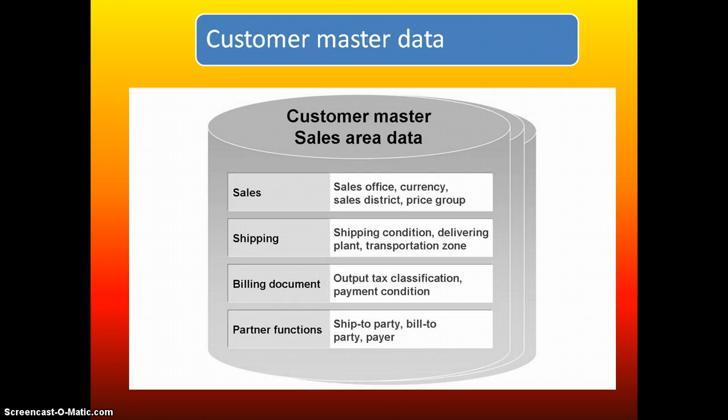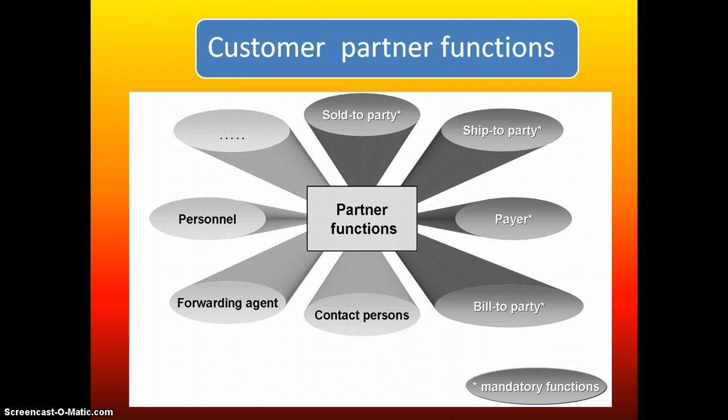And mainly, from our sales and distribution point of view, we have to maintain the sales data. It contains sales office, currency, sales district, and pricing group. From the shipping point of view, we have shipping condition, delivery priority, delivering plant, and transportation zone. From the billing point of view, output tax classification, payment conditions, and partner functions like sold-to party, ship-to party, bill-to party. When you create the customer master, in the last we can see the partner functions tab. It contains the sold-to party, ship-to party, bill-to party, and payer. If you have any other things, we can maintain those also.